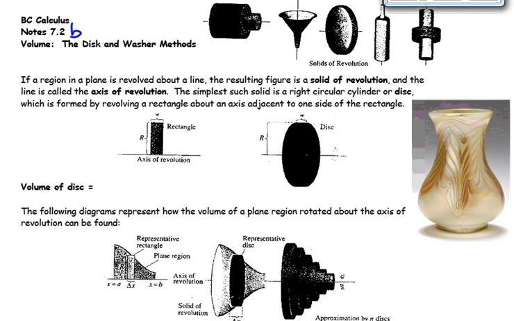This video is covering section 7.2b, the disk and washer methods. 7.2a was talking about finding the volume of solids with known cross-sections. So we had a flat base, and then we built off of that base triangles, squares, semicircles, things like that. So now with the disk and washer methods, it's a method of finding the volume of solids of revolution. So what our cross-sections now are actually going to be like disks or circles.